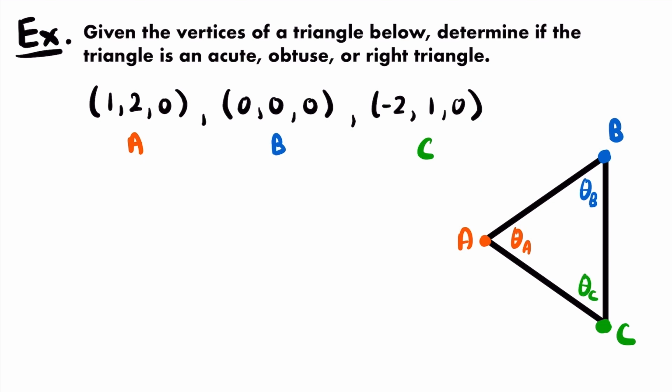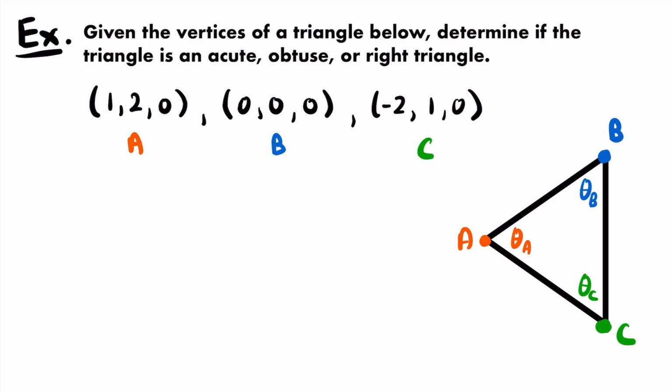And what we want to do here to determine if this triangle is an acute, obtuse, or right triangle is determine what type of angles we have in this triangle given these vertices. If it's a right triangle, then two of the angles will be less than 90 degrees and one of them will be 90 degrees, right? Because a right angle is 90 degrees. So if you have one angle that's 90 degrees, then it's a right triangle.